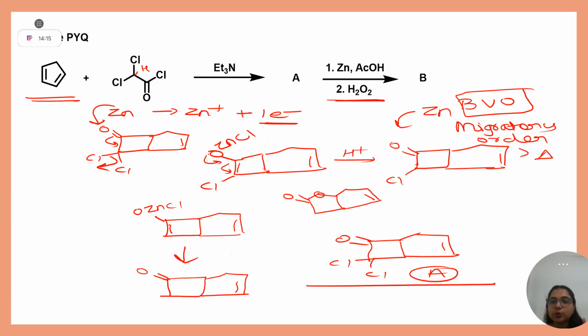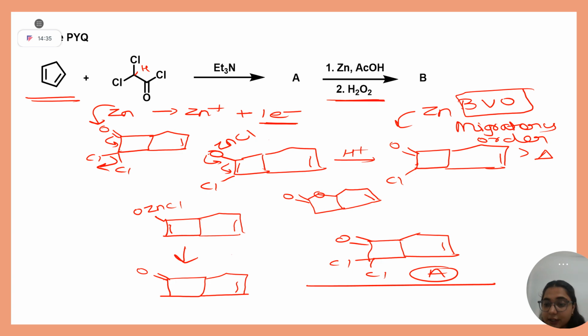In this question, two things were there. First, you have to decide whether you will do 4 plus 2 or 2 plus 2 cycloaddition with your ketene. And you made this A product. Now you have to think what zinc and acetic acid will do. Zinc will donate electrons to your oxygen and will knock off these two chlorine atoms.